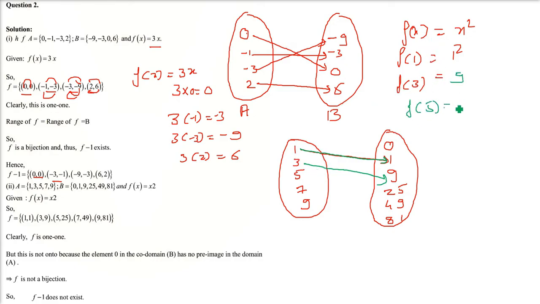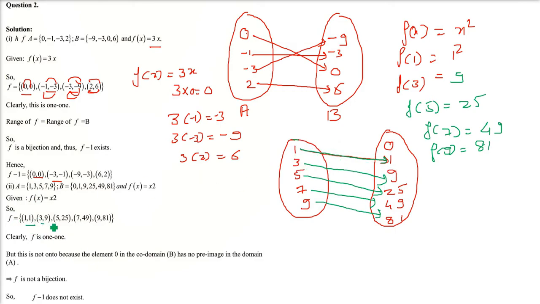So let us match it, 5 to 25. And f7 is 49. So I can see 0 is remaining. So it is very clear that it is not surjective or onto. And f9 is 9 square, which is 81. So this is the pairing: 1 to 1, 3 to 9, 5 to 25, 7 to 49, 9 to 81.